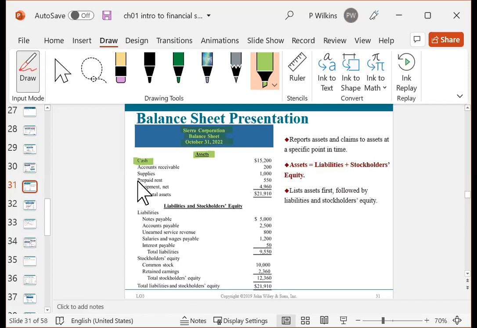So the March rent is considered an asset. It's something of value. Remember, an asset is something of value. And the way you can think about it is, if I close my business doors today, could I turn that into cash? That would be an asset.